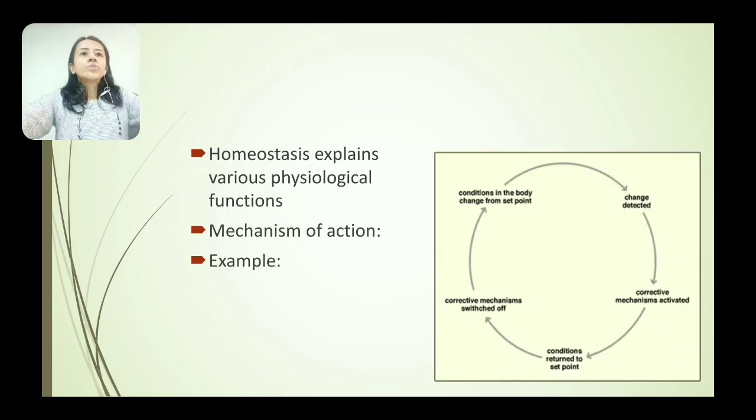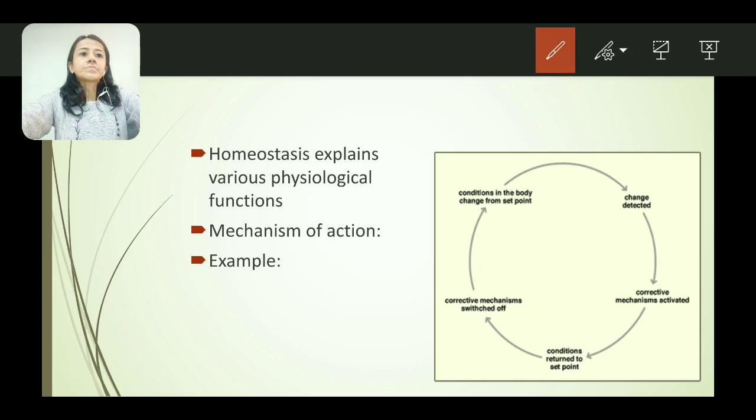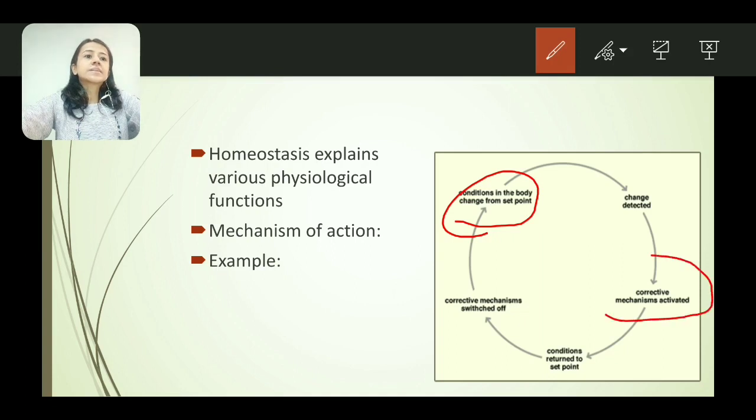Now, homeostasis explains various physiological functions. How? Whenever there is deviation from this set point, or you can say the value of the variable, these changes are detected by the detectors, which are also known as sensors. You can see here in the diagram. Whenever conditions in the body change from the set point, there is a corrective mechanism that sends this information to the center, and these centers correct it. This corrective mechanism is achieved, and the change is returned back to normal.